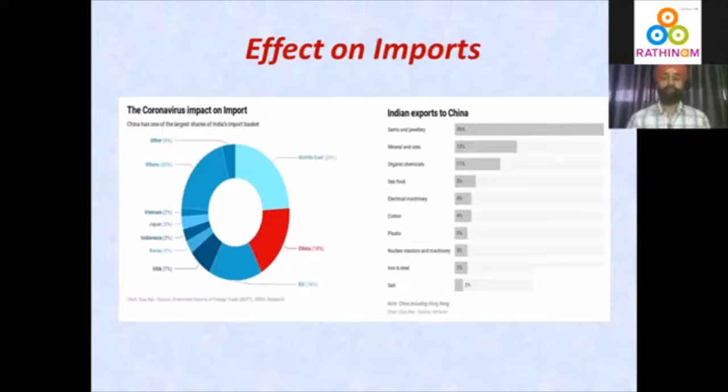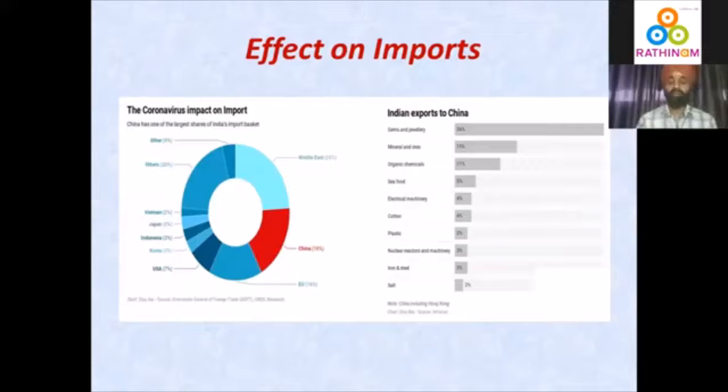And then we go on to other items. Then we have organic chemicals, minerals and ores, and seafood. Seafood, we are supplying 5% of India's exports to China. We have electrical machinery, we have cotton, which is 4%, plastics, 3%. Again, we have iron and steel, we have salt. We are supplying 2% of India's exports to China is salt.